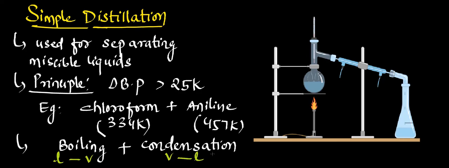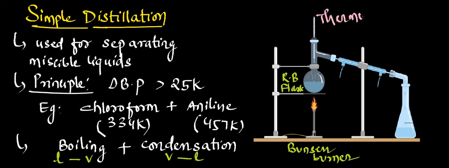Everybody focus on the experimental setup for simple distillation. This is Bunsen burner, which is used for heating purpose. This is round bottom flask. I'm just mentioning it as RB flask. Round bottom flask. We take the liquid mixture in this flask. We take the mixture into it. Okay. Enough. This is thermometer. What is the purpose of thermometer here? Thermometer shows the constant reading during the boiling process.